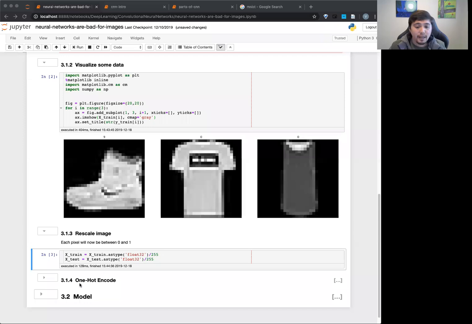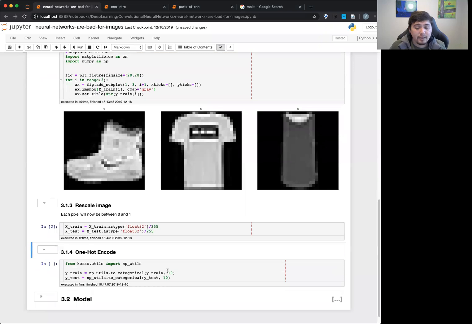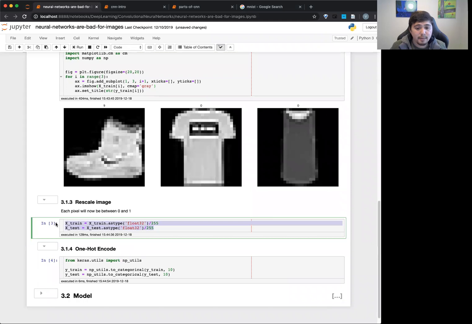But okay, so once we have that, it's like, okay, cool. And then we can also one-hot encode what category it is. So there's 10 different classes. This is typical stuff, right? So this is some really basic data processing.